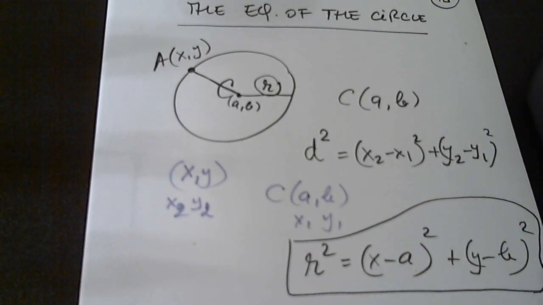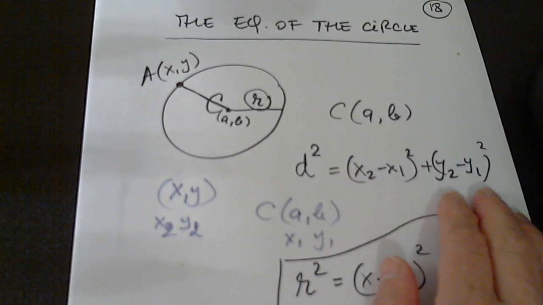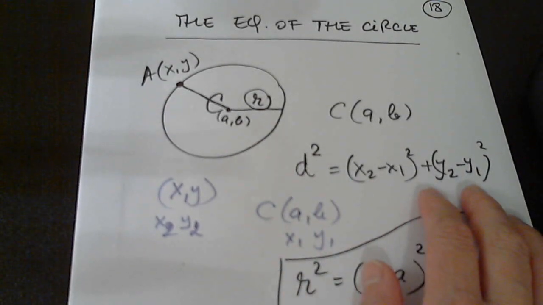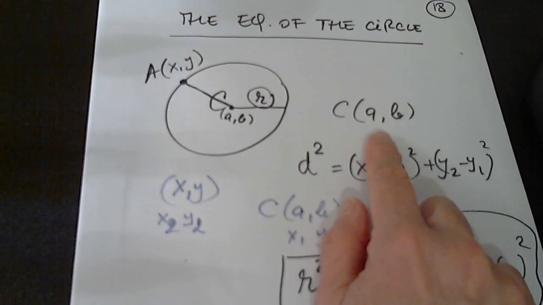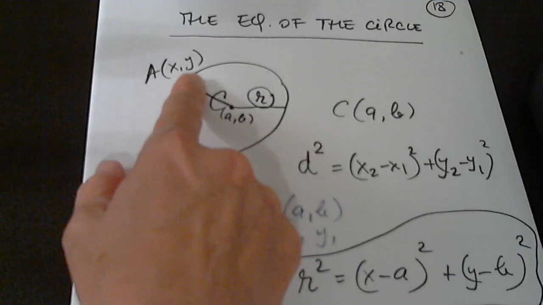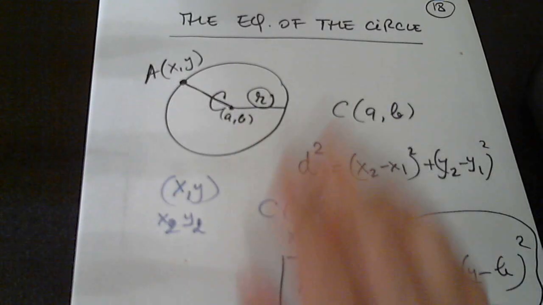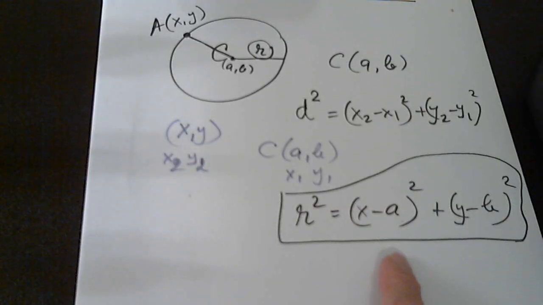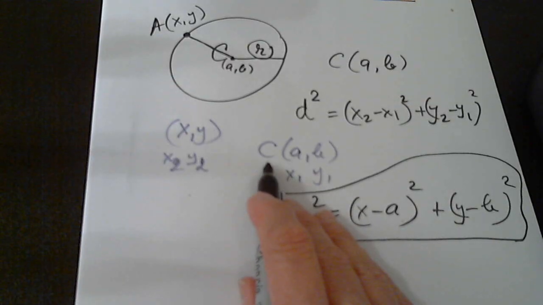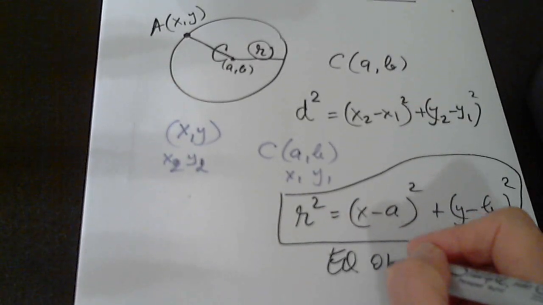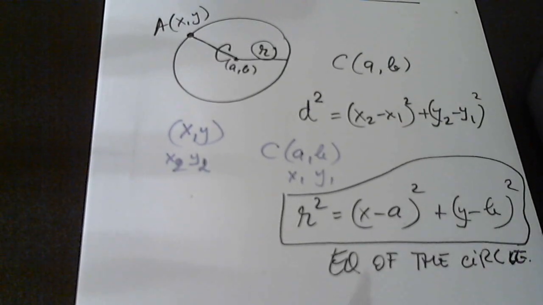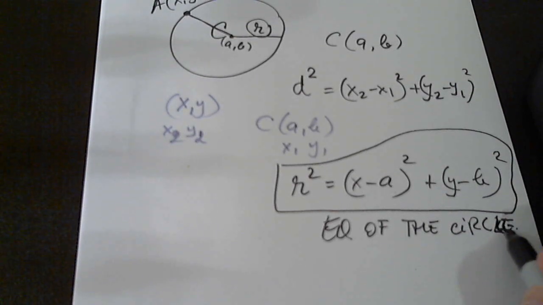What did I do? Nothing. I based the whole thing on the distance formula, labeling the center of the circle as a comma b, and any point on the circle as x comma y. And I replace these in the distance formula. And this is the equation of the circle, where of course a and b are the coordinates of the center. Equation of the circle. There is an L in here.